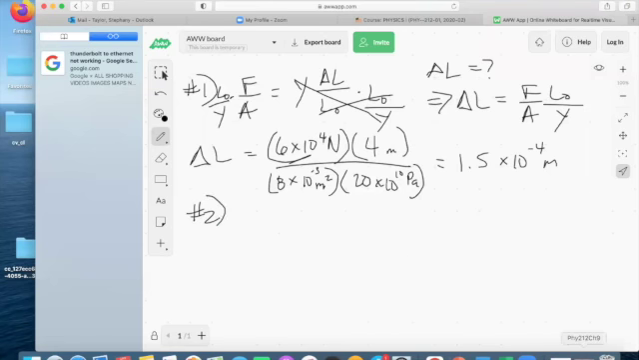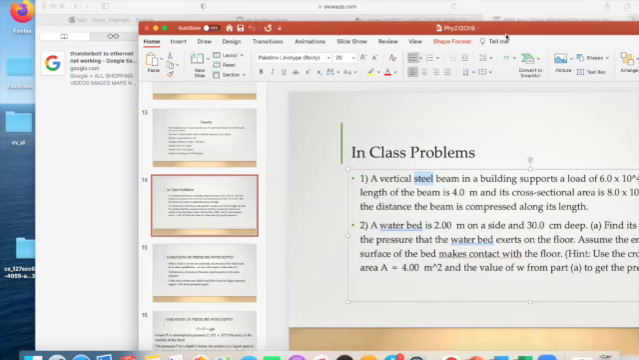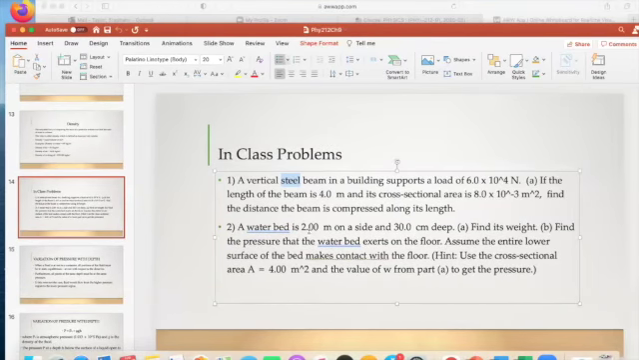All right, let's go on to number 2. A waterbed is 2 meters on the side and 30 centimeters deep. Find its weight for part A, and for part B, find the pressure that the bed exerts on the floor. Here's a hint right here. Assume the entire lower surface of the bed makes contact with the floor. Hint, use cross-sectional area, 4 meters squared, and the value of W from part A to get the pressure. All right, so let's go ahead, write down our unknowns.